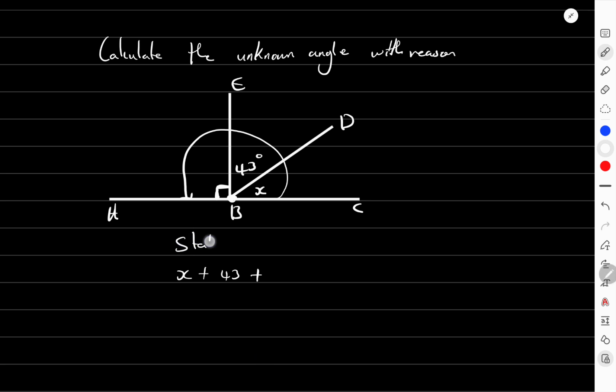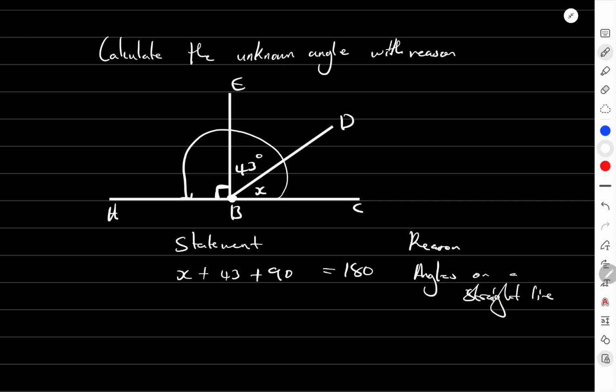Therefore, here I'm going to have a statement, and here I'm going to have a reason. The statement: X plus 43 plus 90 combined should give us 180 degrees. The reason is angles on a straight line.